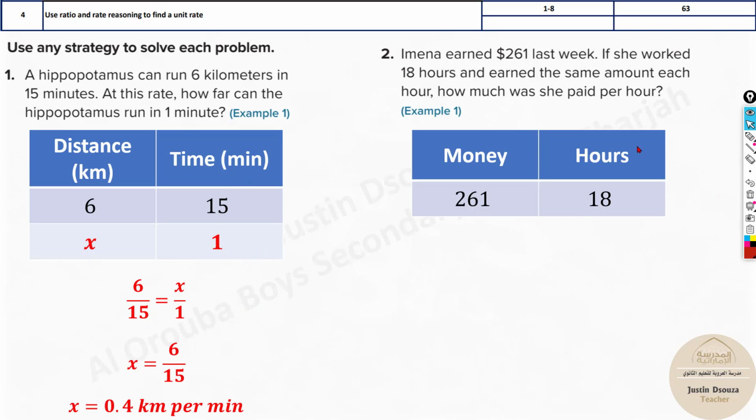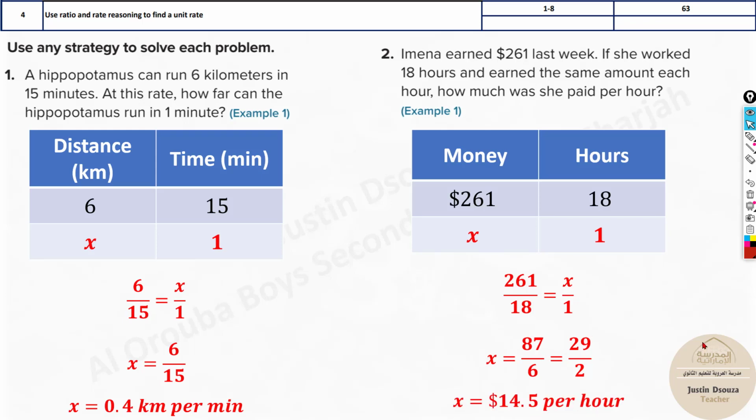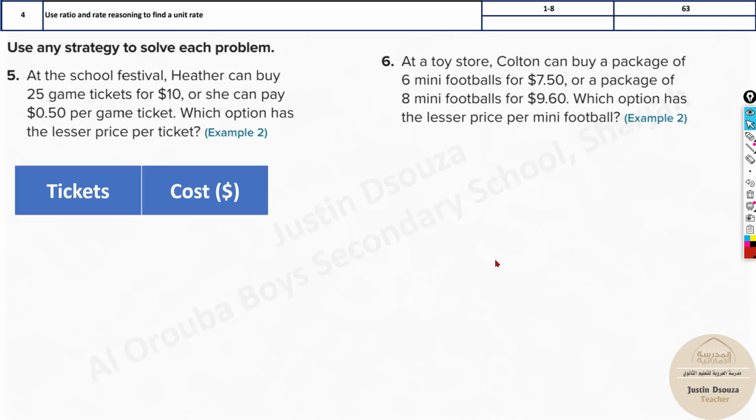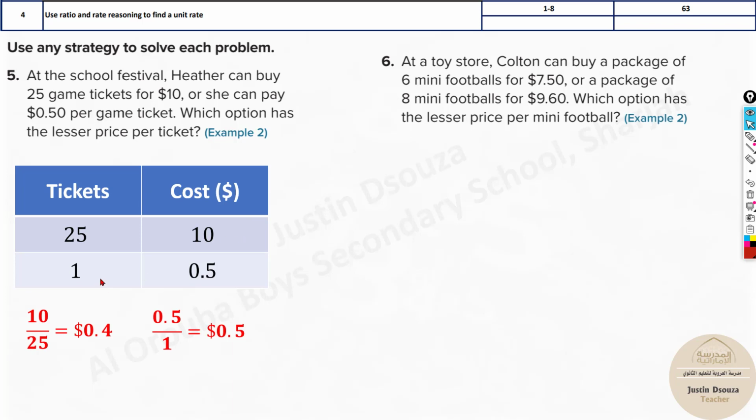Here it's done in detail, money and hours. So this much money in so many hours. So how much in 1 hour? It's mentioned over here. That's the answer. You just do division. Over here, it can be divided by 3 on both sides, and then that's the answer. Even over here, see per second, how many pounds per party. Everything is in relation to 1. So 45 by 15, x by 1. Please go through these by yourself. 4 by 10, and how much for 1 party. That's it. And same thing here, ticket cost is given.